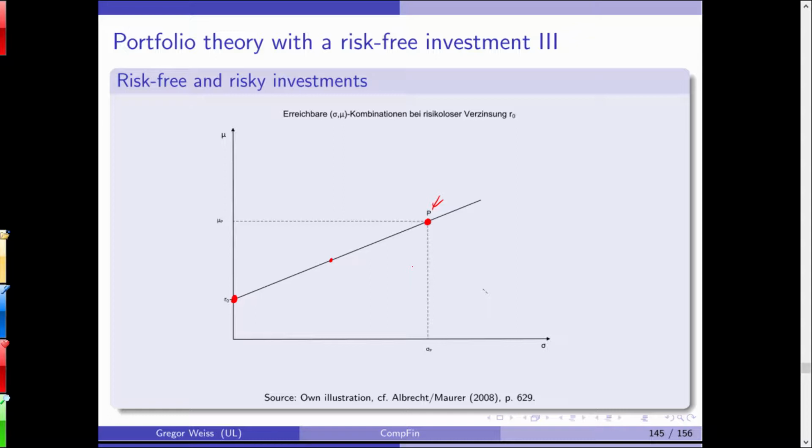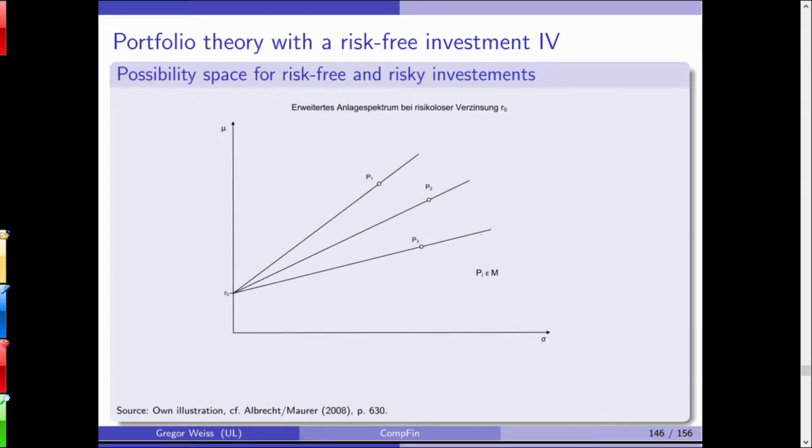How can we get to this point here? Borrowing? Yeah, we can borrow at the risk-free rate and say we invest 150% in the portfolio. So this is the line between R0 and P. If we have different portfolios, P1, P2, and P3, we get different lines running from the risk-free rate up to the risky portfolios. And what happens now?